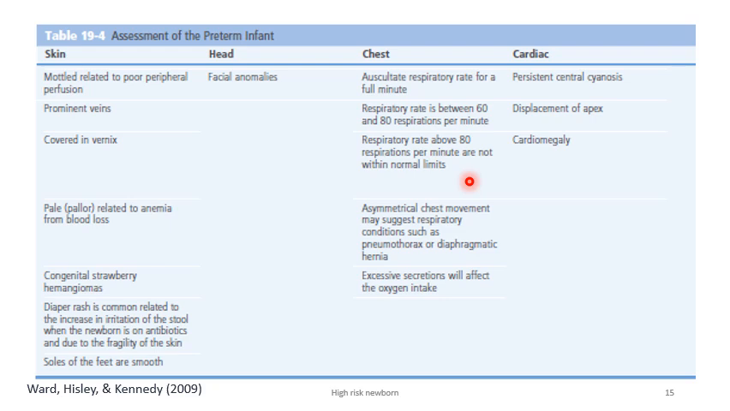And we can see also that the chest might be moving asymmetrically with each breath, because there are probably respiratory conditions such as pneumothorax or diaphragmatic hernia. And then we can also see whether there are secretions, but most of the time there will be very limited secretions from the baby. And in the cardiac assessment, we can see whether there are cyanotic signs, and sometimes the apex may be displaced, and cardiomegaly might also happen in the baby.